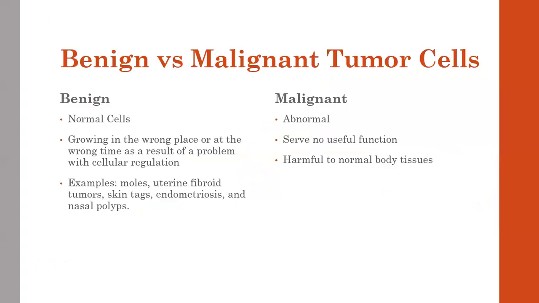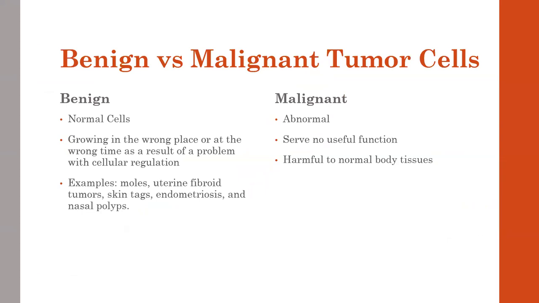Now, malignant versus benign cells. Benign cells tend to be normal cells. They tend to grow in the wrong place at the wrong time. Examples of benign growths are moles, fibroids, skin tags, and nasal polyps. When something's benign, once we take it off, it is unlikely to come back.